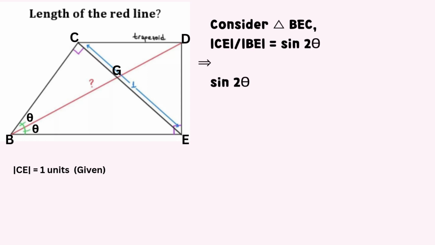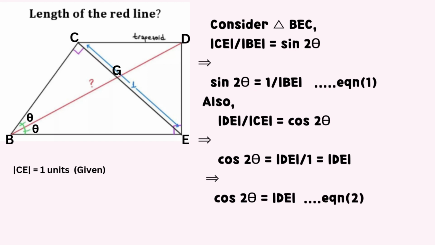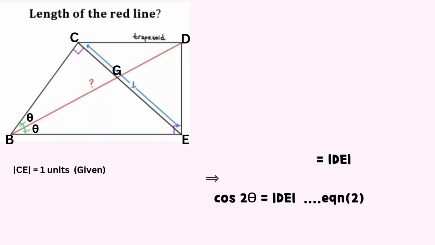Consider triangle BEC. Line CE divided by line BE equals sine 2 times theta. It follows that sine 2 times theta equals 1 divided by line BE. We call it equation 1. Also, DE divided by CE equals cosine 2 times theta. It implies that cosine 2 times theta equals DE. We call it equation 2.